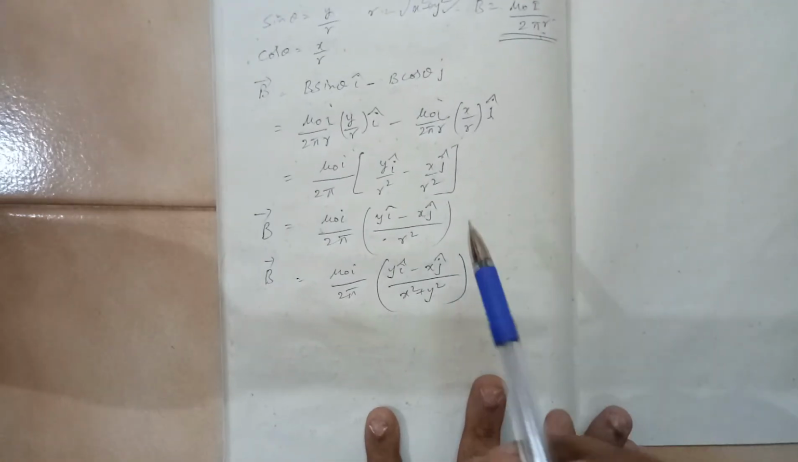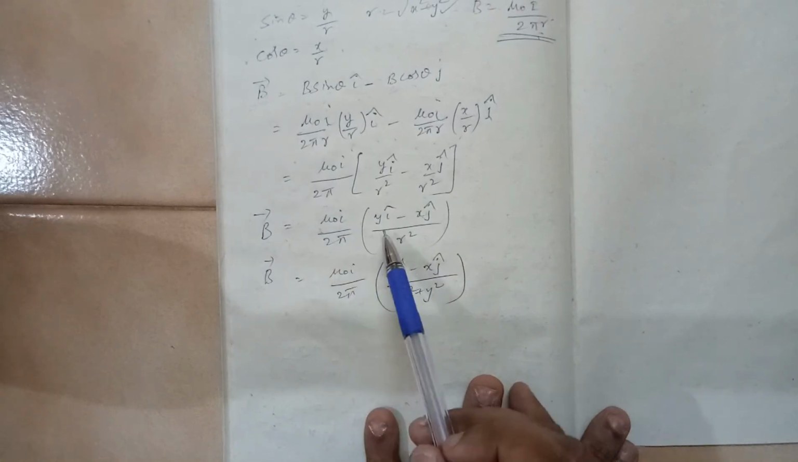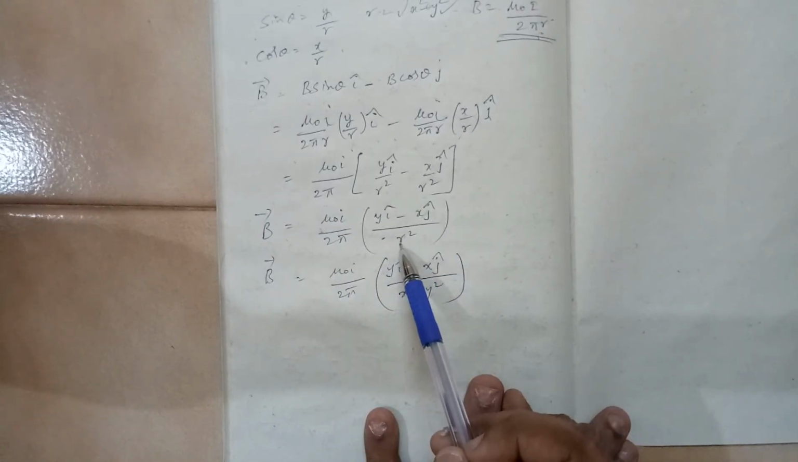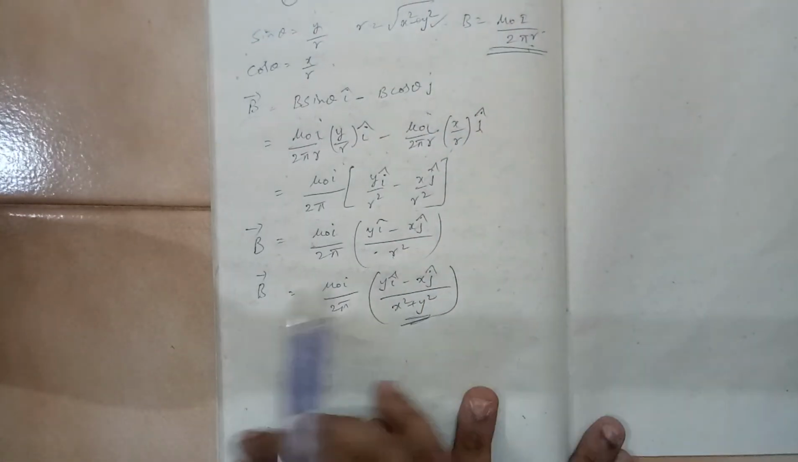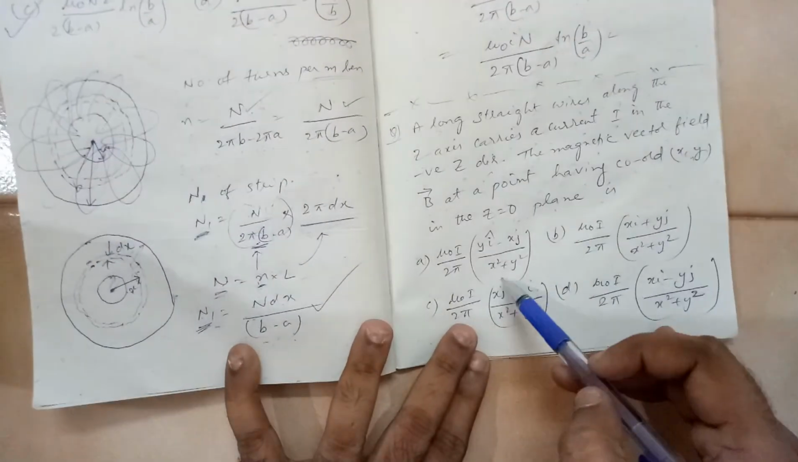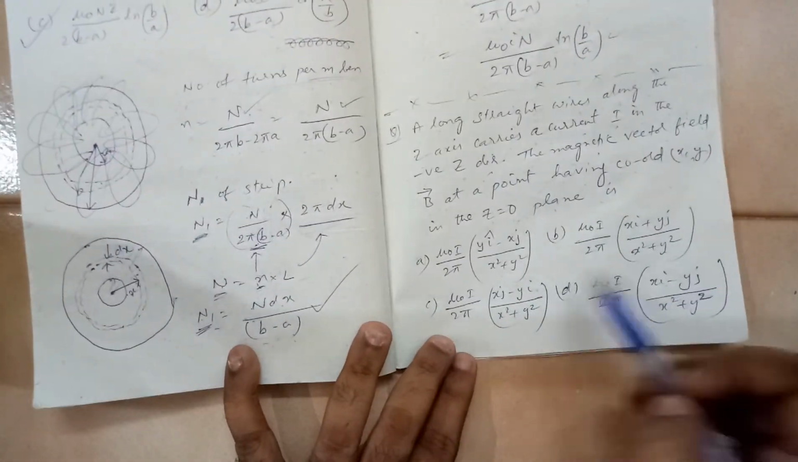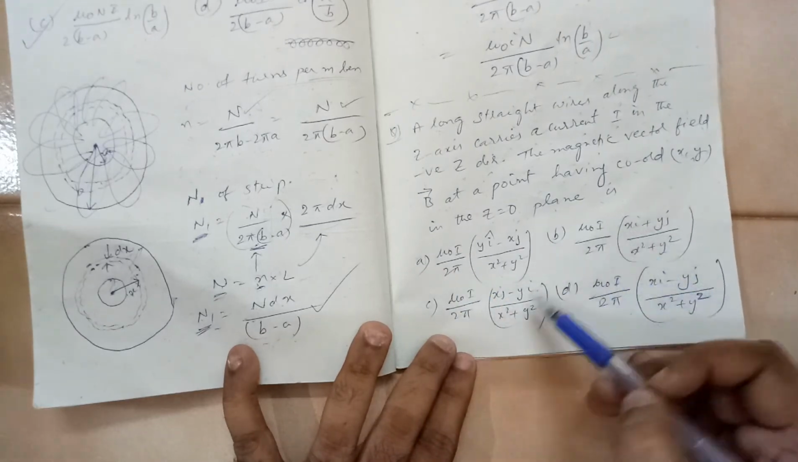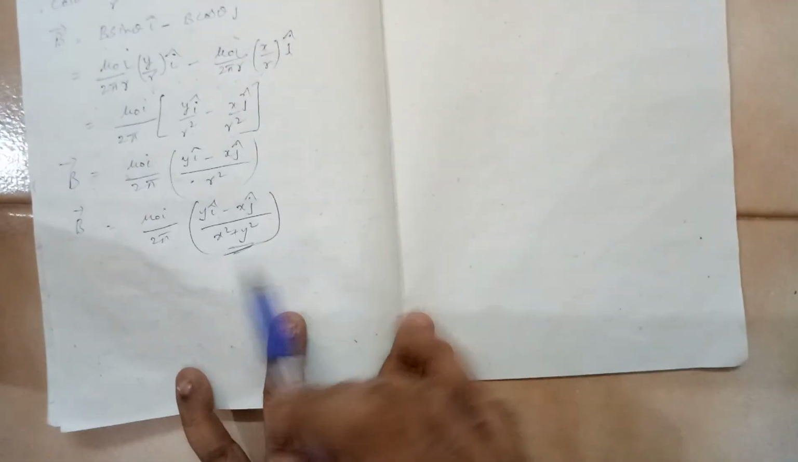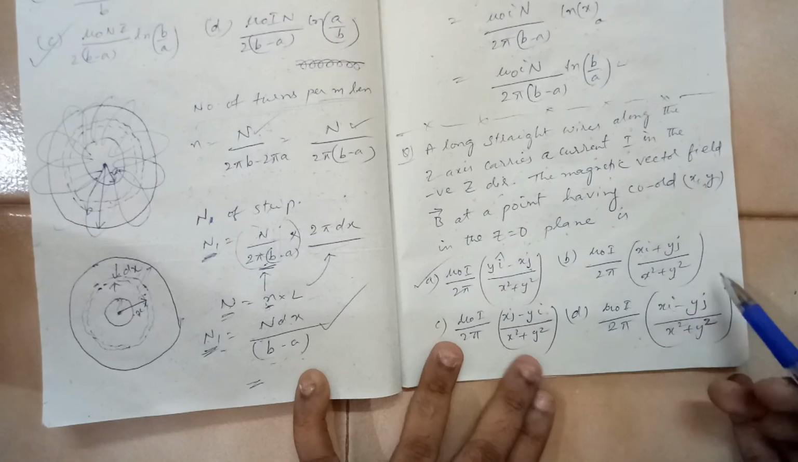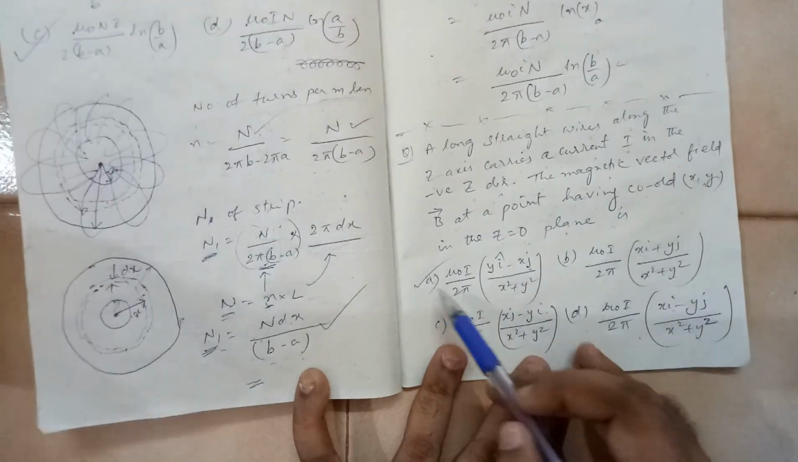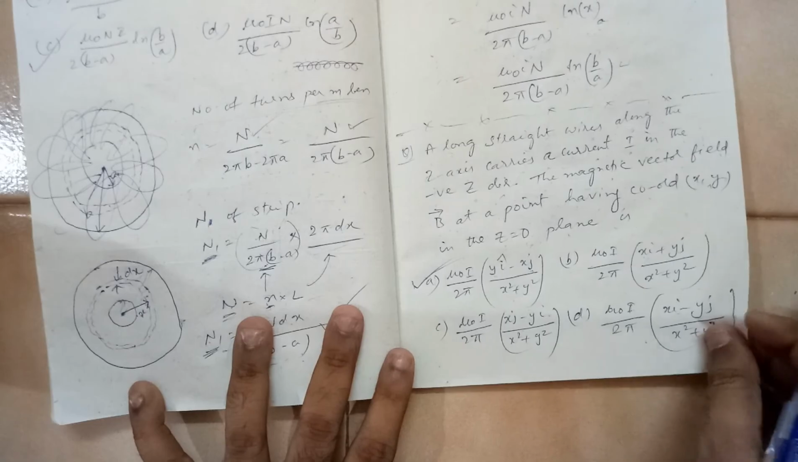If you take the things common, you get mu naught I by 2 pi into (y i cap minus x j cap) divided by r square. But r square is how much? x square plus y square. Okay, now go into the options. In all the options, x square plus y square is given in the denominator. That is common, but here it is y i cap minus x j cap. So option A is correct. It has y i cap and minus x j cap, so option A is correct. It is matching with what we have derived.